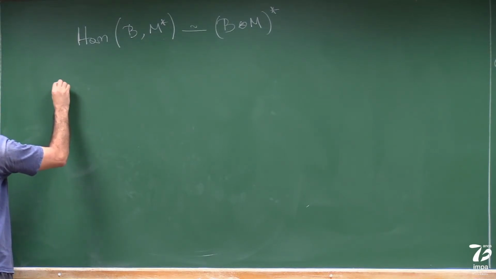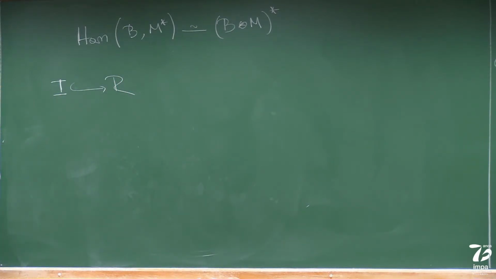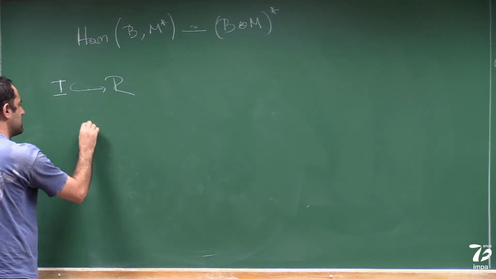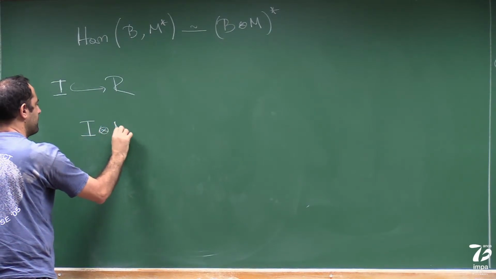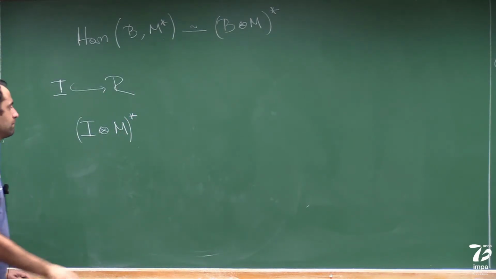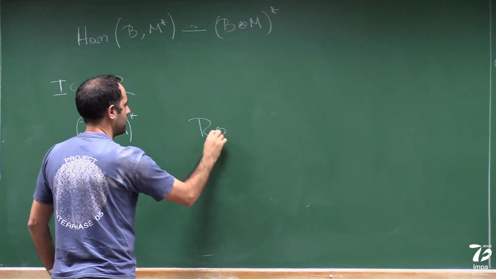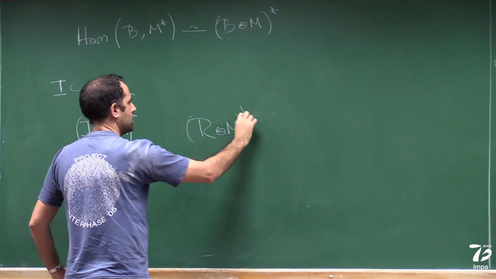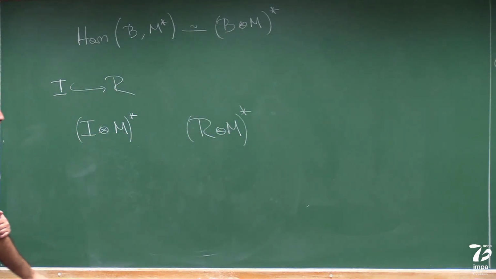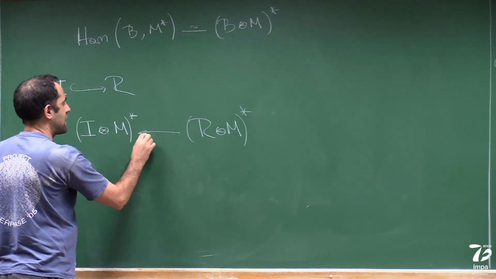Okay, so let's do this in the case where B is an ideal inside of the ring. So let's take an ideal I inside of the ring R. So we have this thing which is I tensor M star, and I have R tensor M star. And again, M star is injective if and only if this map is surjective.